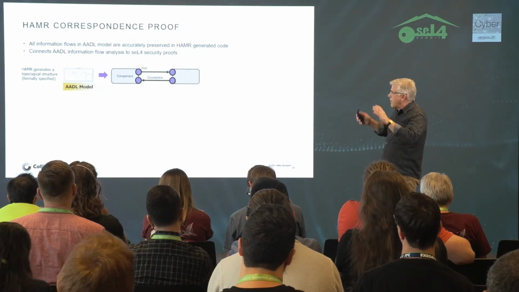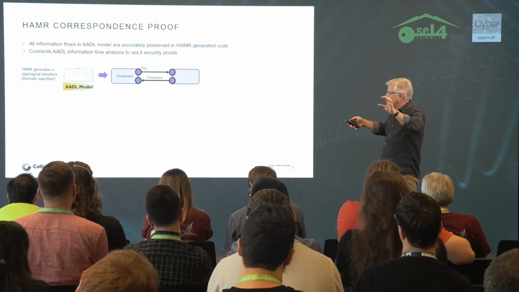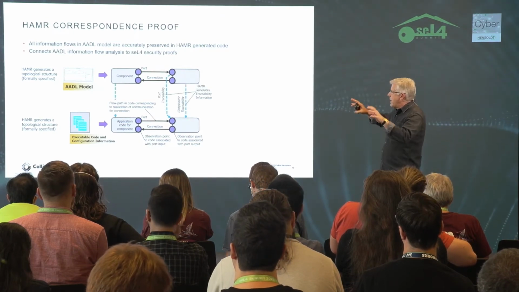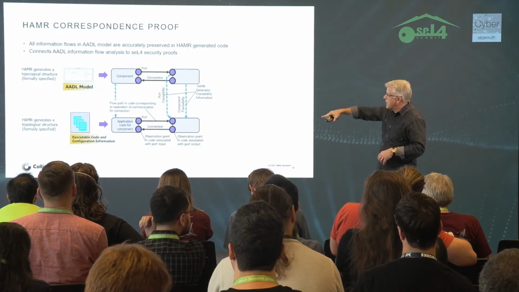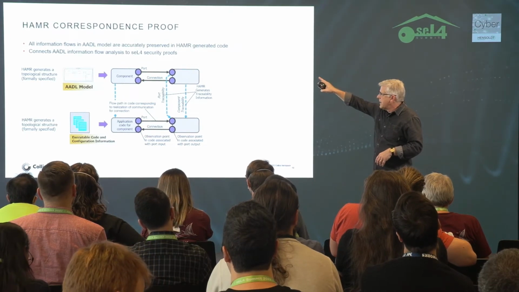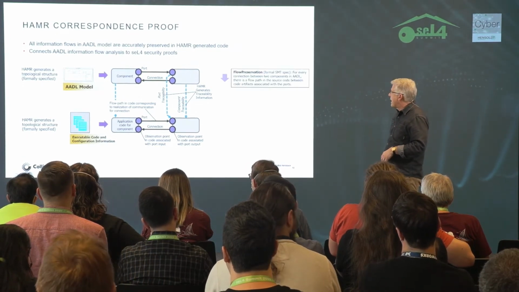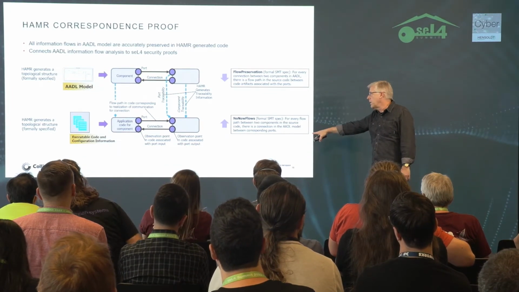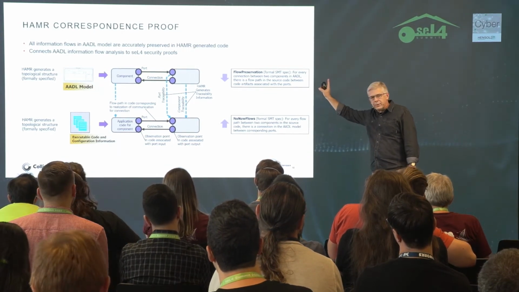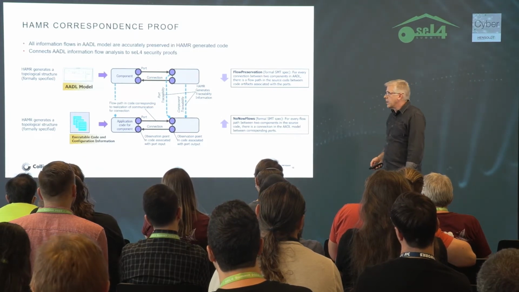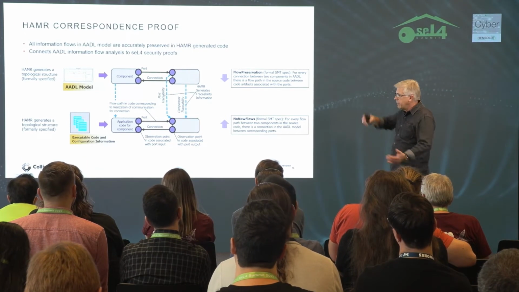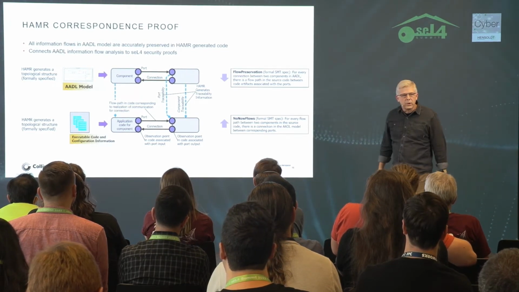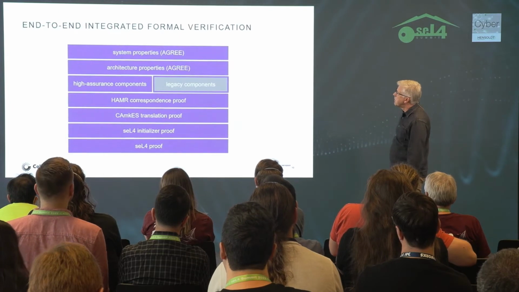Hammer is generating topological structures for both the AADL model and the C code that it generates, and then connecting those through traceability between the ports, the components, and the information flow paths, and showing that all the flows in the original model are preserved in the code and that no new flows have been introduced in the code that weren't in the model. So it's not a complete formal proof, but it shows a topological correspondence between the two artifacts.